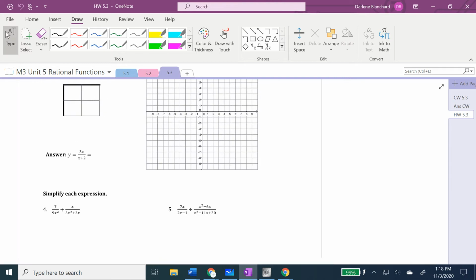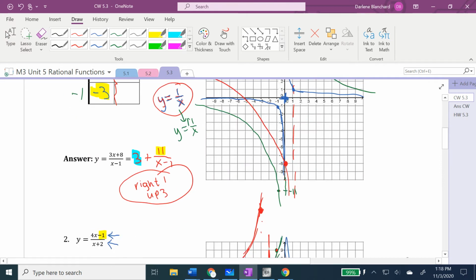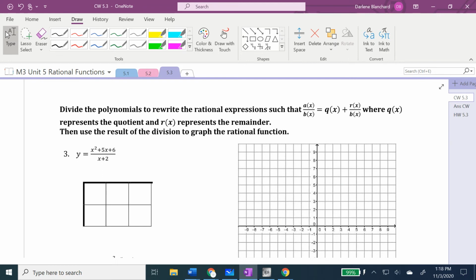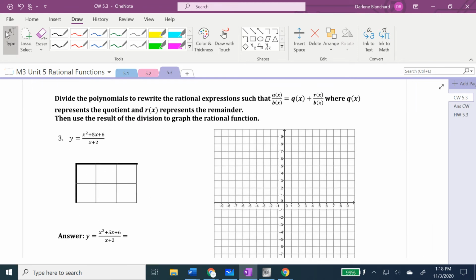Now, going back to the classwork, I have some other fun things to show you that I don't expect you yet to graph on your own with homework. So here's number 3. I want you to do the division of number 3 and see what you get with that.